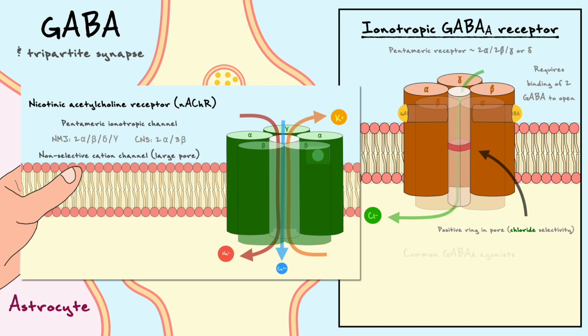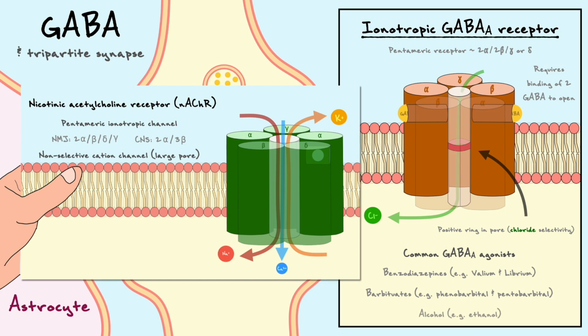Now, in terms of agonists and antagonists, GABA-A channels are highly targeted by several types of drugs. Some notable drugs include benzodiazepines, barbiturates, and alcohol. All these different drugs and GABA bind to different sites on the receptor, but all of them cause the receptor to open or at least increase the likelihood of being open.